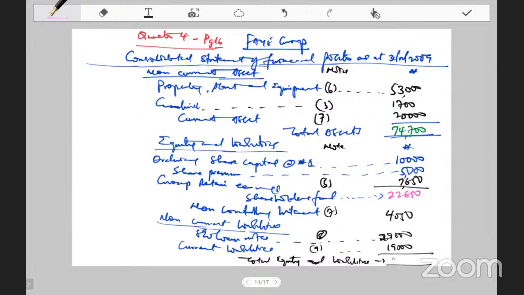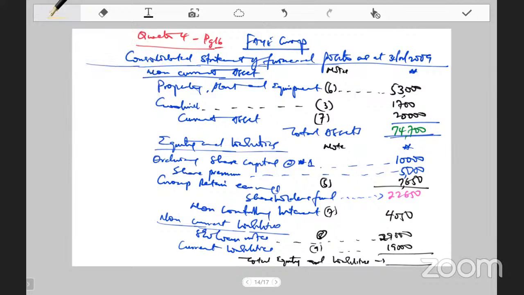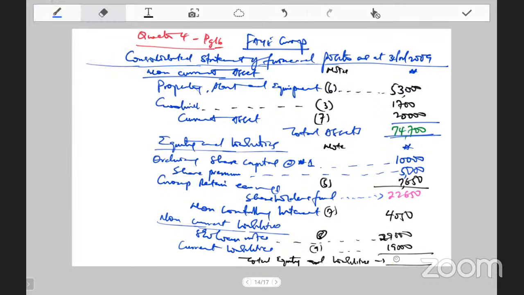Then what's now the balance? The total there. 74,700. Okay. So that is that. That is question 4 done. So you can see in this space, we could do question 1, 2, 3, 4.